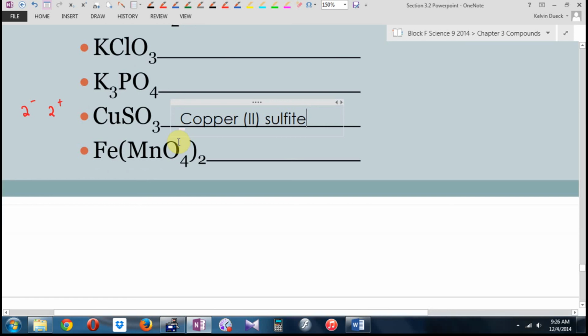Iron. Ding, ding, ding. Multivalent, Jordan. MnO4. What's its ion charge? First of all, what is MnO4? Permanganate. What's its ion charge for just one of them? 1 minus. How many of them are there in this formula? So you ready? What's the ion charge for a single MnO4? 1 minus. How many of them are there in this formula? Look outside the brackets.